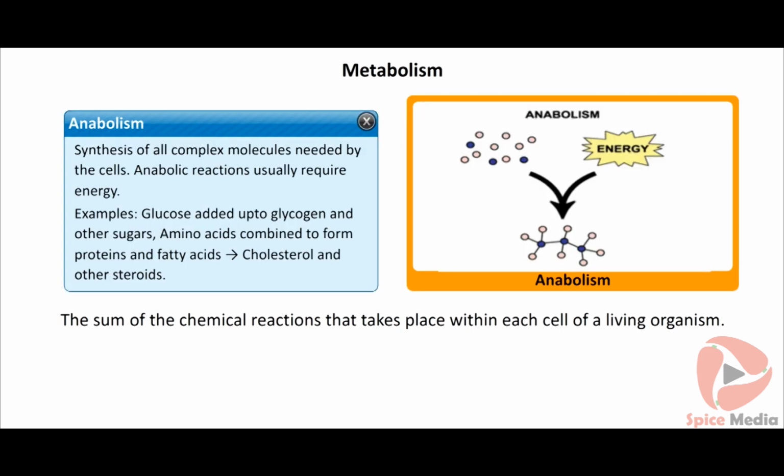Anabolism is the constructive phase of metabolism. Anabolic reactions usually require energy. Anabolism is a process by which the body utilizes the energy released by catabolism to synthesize complex molecules. These complex molecules are then utilized to form cellular structures that are formed from small and simple precursors that act as building blocks. For example, the simple substance glucose is converted into glycogen and other sugars. Amino acids are converted into proteins. Fatty acids are converted into cholesterol and other steroids.